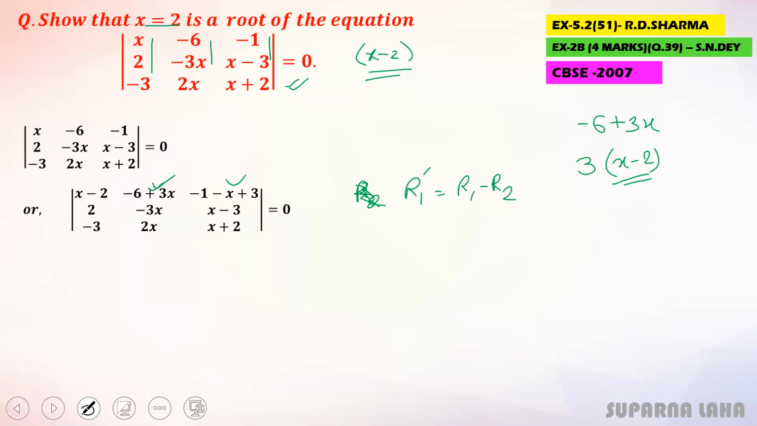Now move for here. This is minus 1 minus x plus 3. So that means minus x plus 2. So take this minus common. So it will be x minus 2. So here also you will find this factor x minus 2. So we can now take common x minus 2, this factor from the first row.